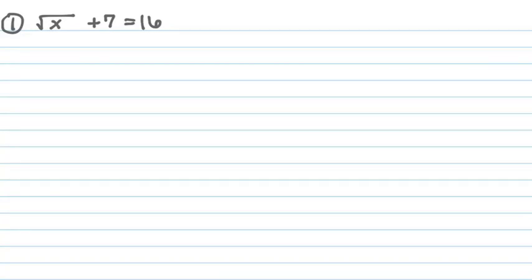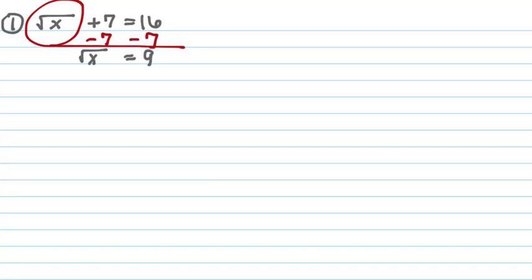So if we look here, we have the square root of x plus 7 equals 16. Step one on these always is to get your square root by itself first. So that means I need to move my plus 7 on the left-hand side to the right. So I'm going to subtract 7 to get it moved. And when I subtract 7 from the other side, I end up with 9. So the square root of x is equal to 9.